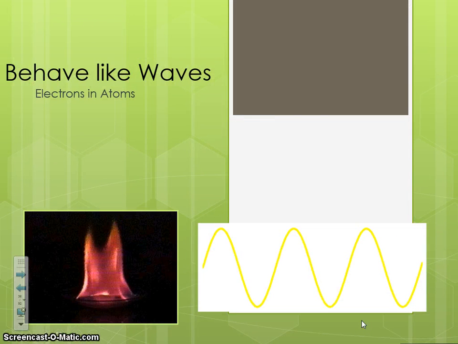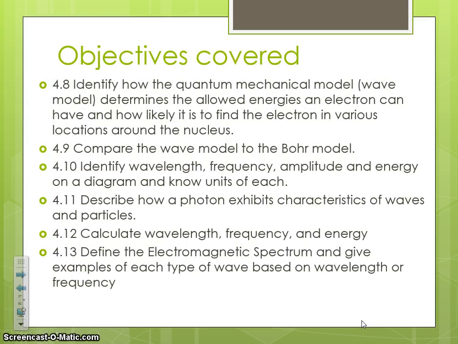All right, ladies and gentlemen, today we're going to be talking about how electrons and atoms behave like waves. We've mentioned that the wave model is the current accepted model defining where electrons are around a nucleus, which was an expansion on Bohr. So this is a rather in-depth video that's going to hit a lot of ideas.